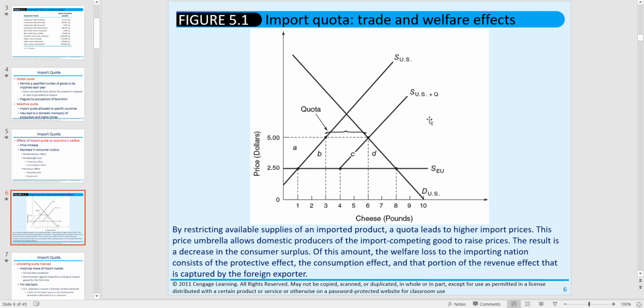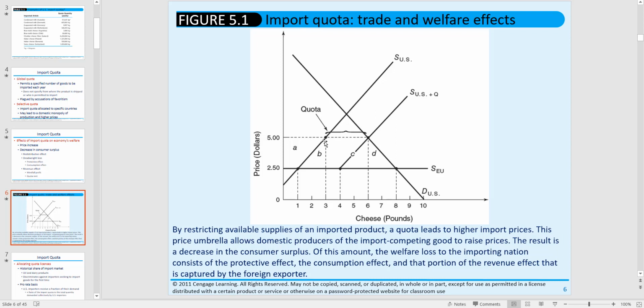This amount of the shift is exactly equal to the quantity imported. So what's going to happen is that the price of cheese in this country is going to go up from 2.50 to 5. This is a small economy. You can infer that because the aggregated world supply is flat, so it's a price taker, this nation. And now the price moves to $5 per pound of cheese. At that price, there's going to be a lower consumption domestically. Instead of consuming 8, the domestic consumers only buy 6 units of cheese at that price, the $5. And domestically, there are going to be 3 units produced.